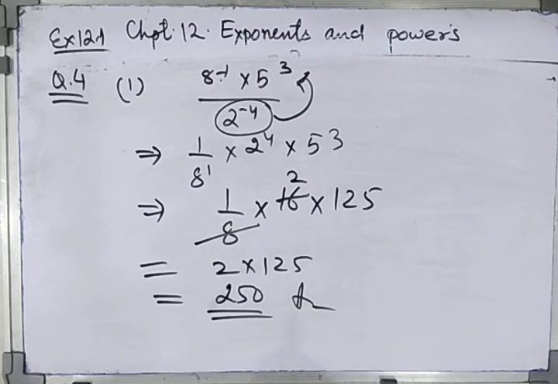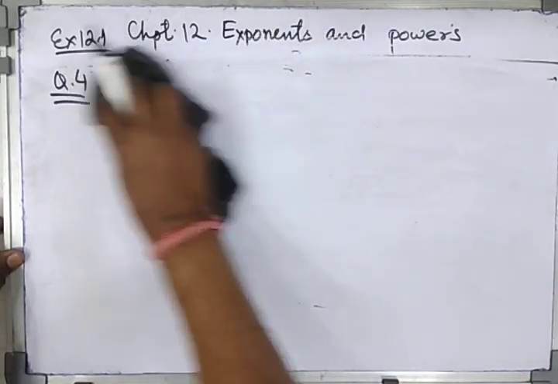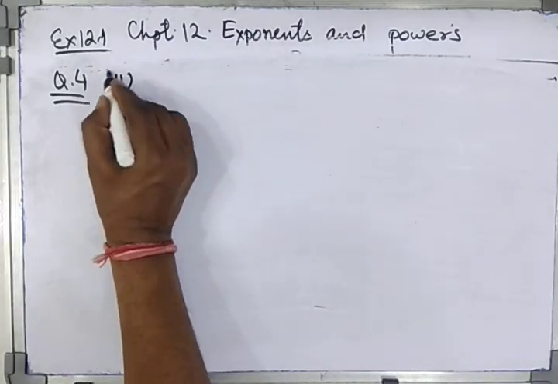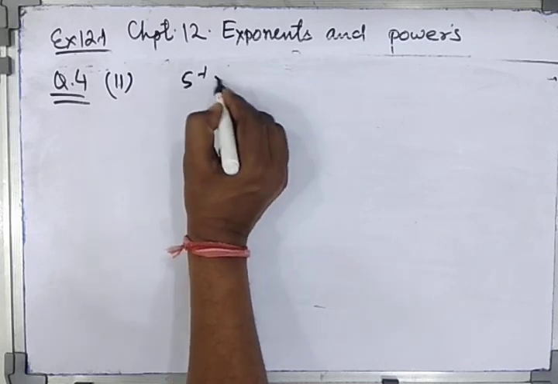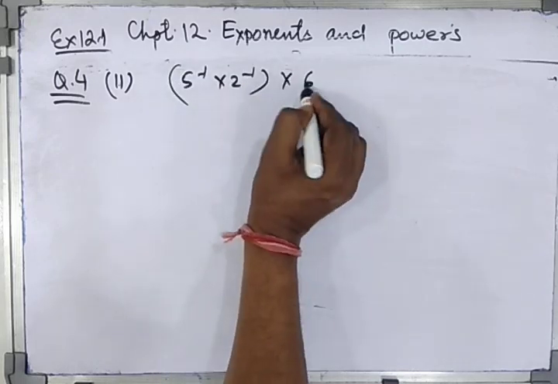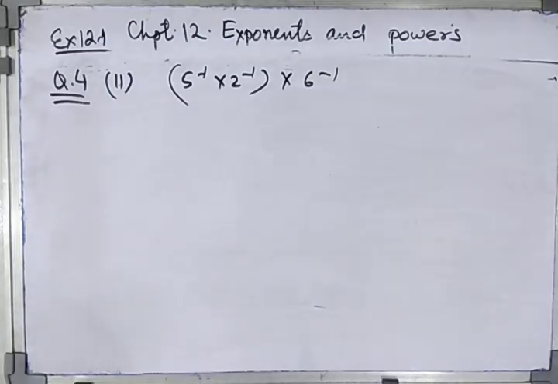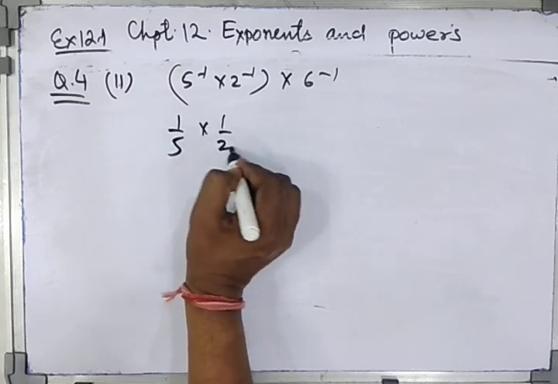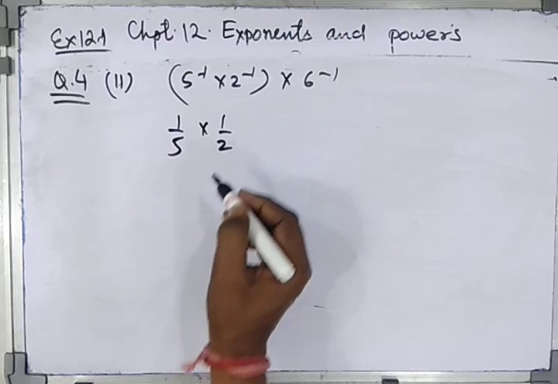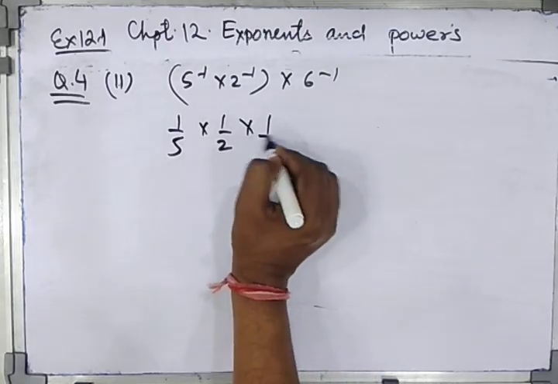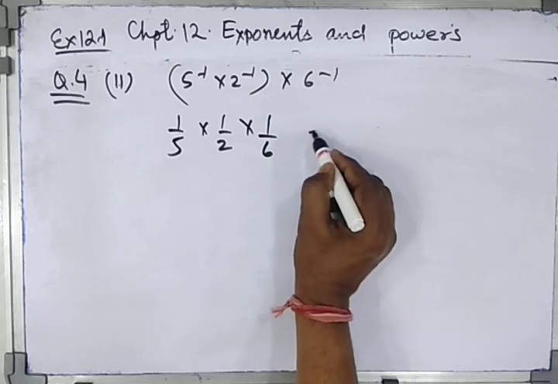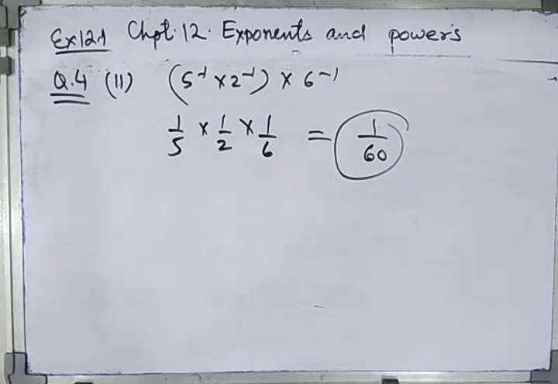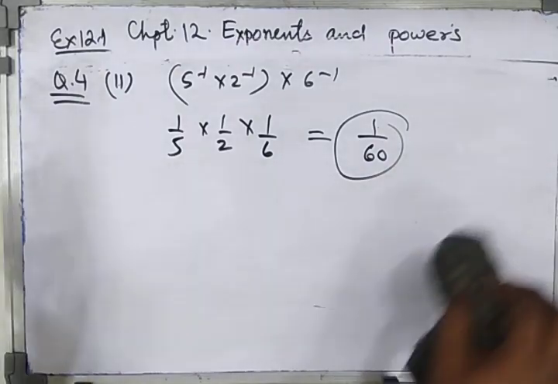Next, second one. Second one is also, student, 5 raised to minus 1 into 2 raised to minus 1 into 6 raised to minus 1, like the fourth one in question number 3. 1 by 5 into 1 by 2 into 1 by 6. So this will be equal to 1 by 60. This is the required answer, student. Next, question number 5, first one.